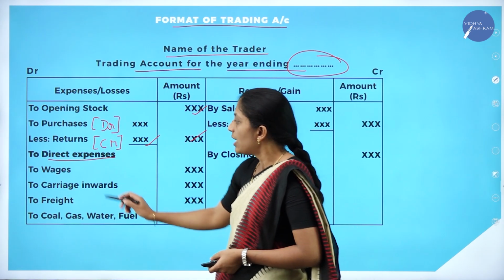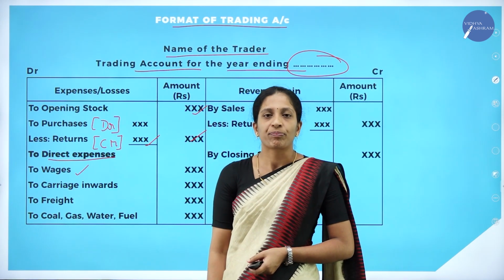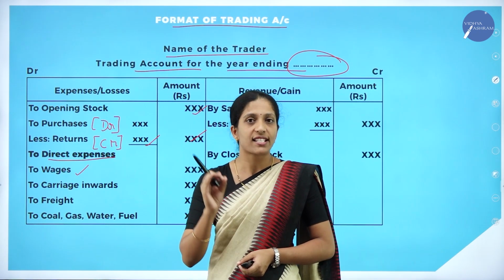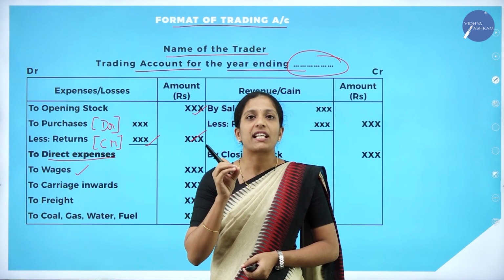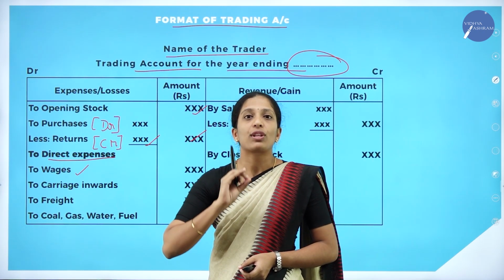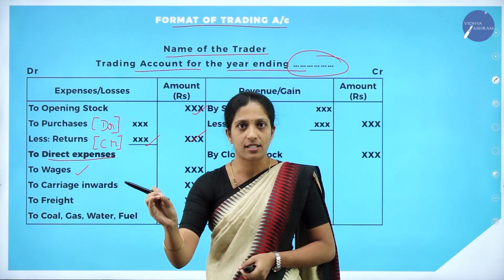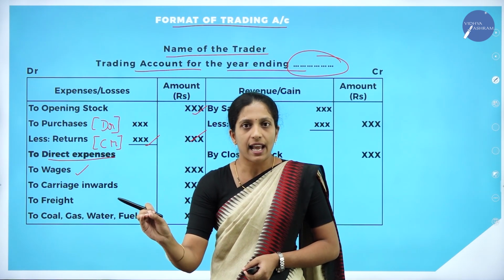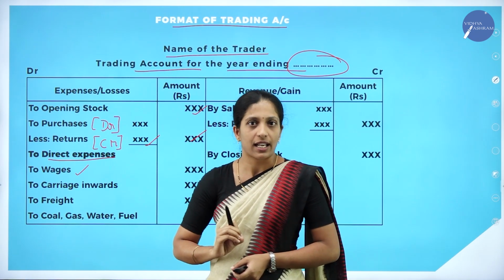Direct expenses. So the first one is wages. Of course, don't get confused with wages and salaries. Wages will be given to the workers who work in the factory, whereas salary will be given to the employees who work in the office. So salary is an indirect expense, wages is a direct expense.